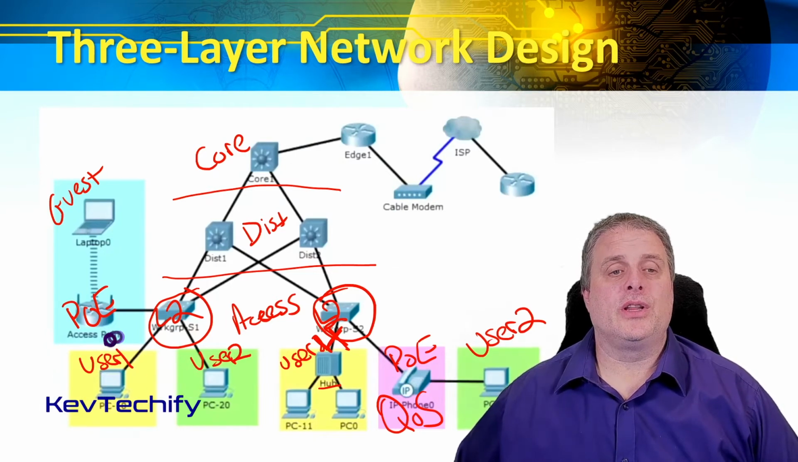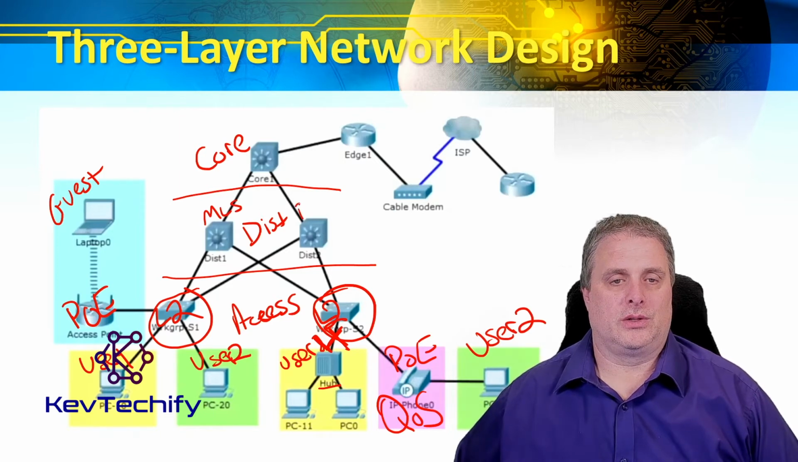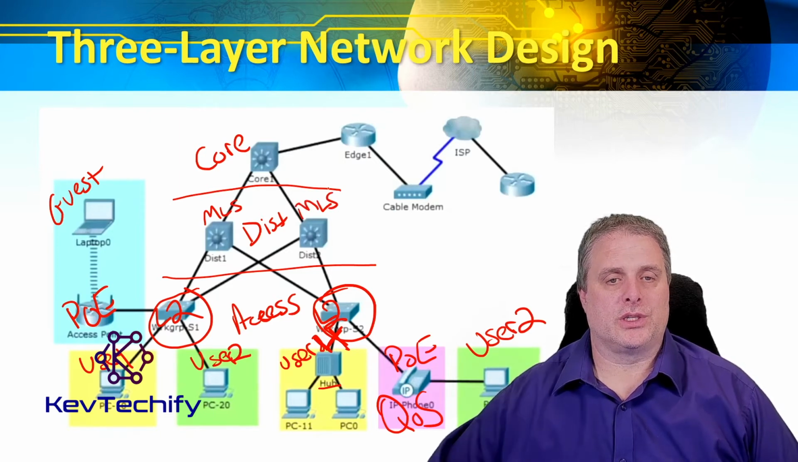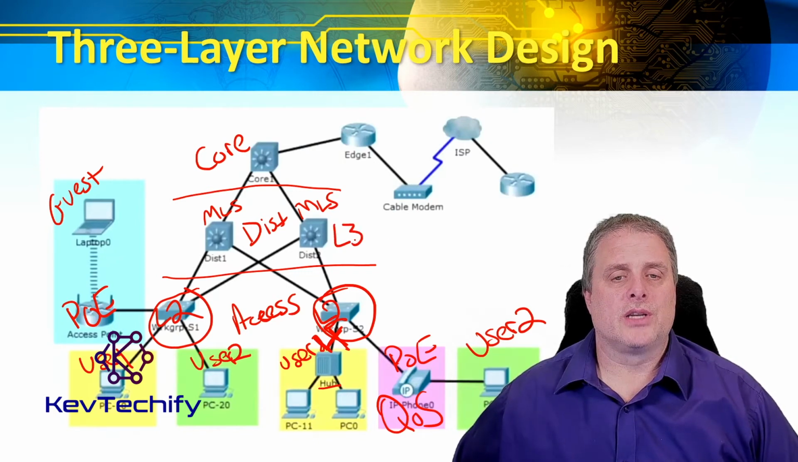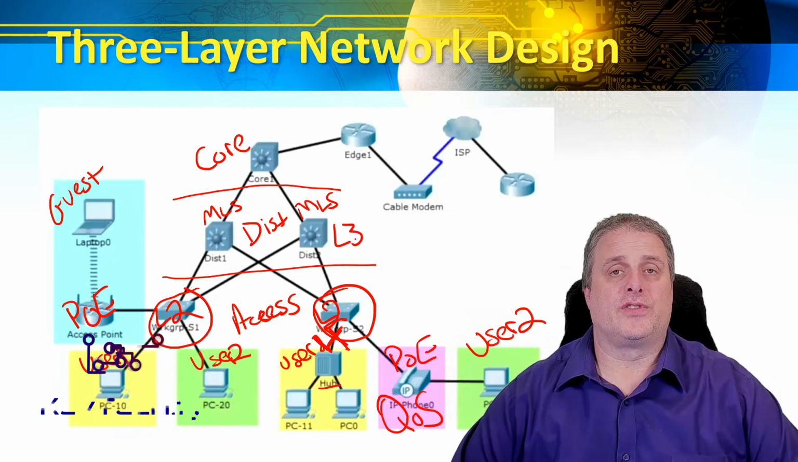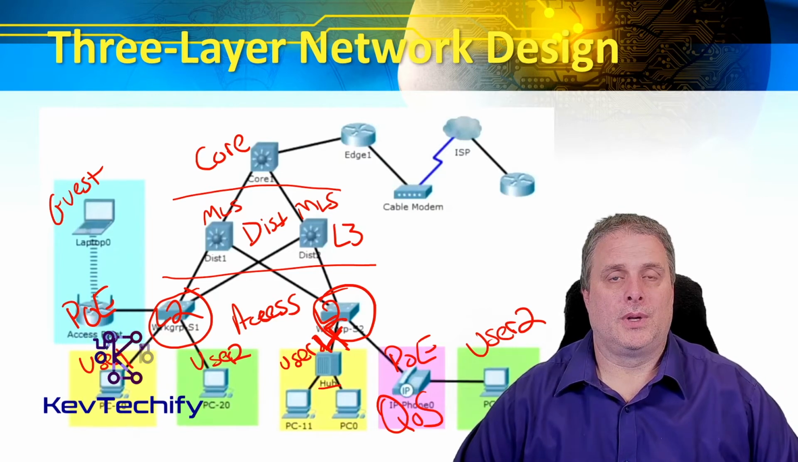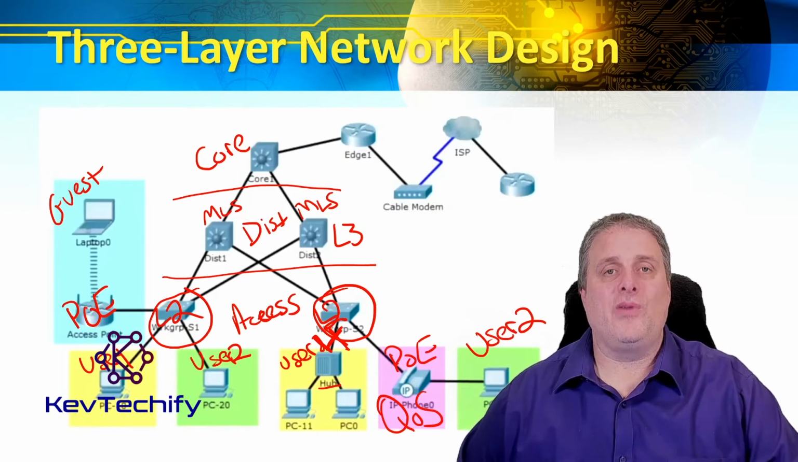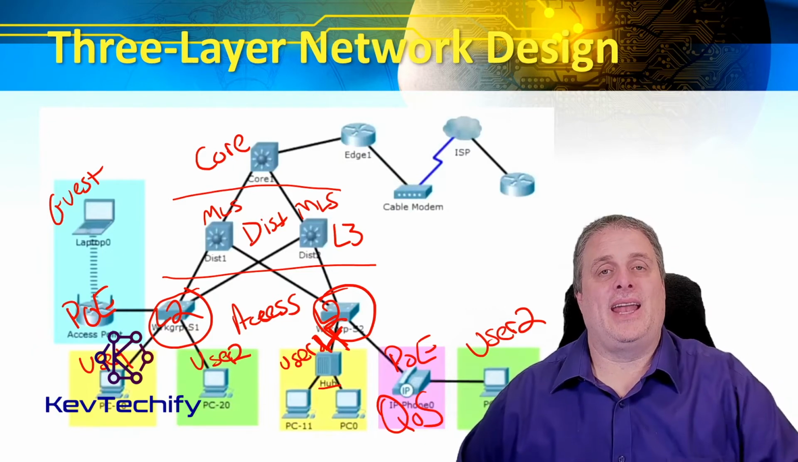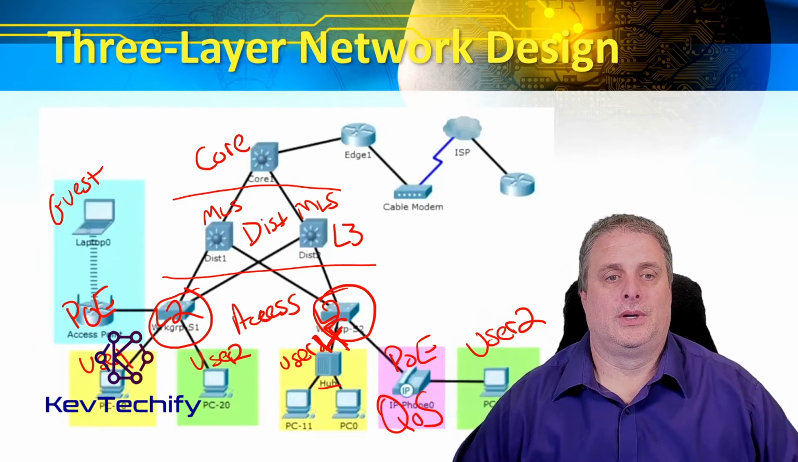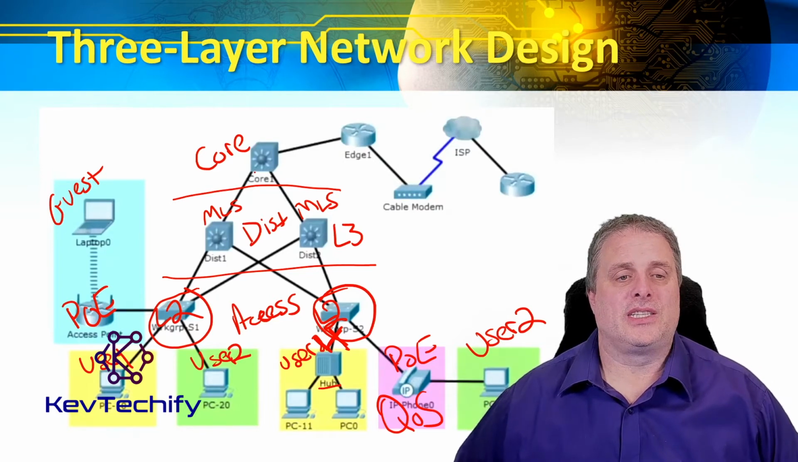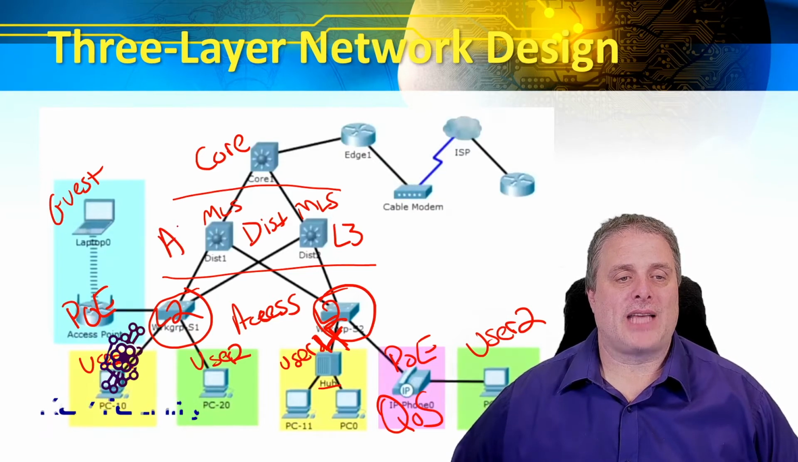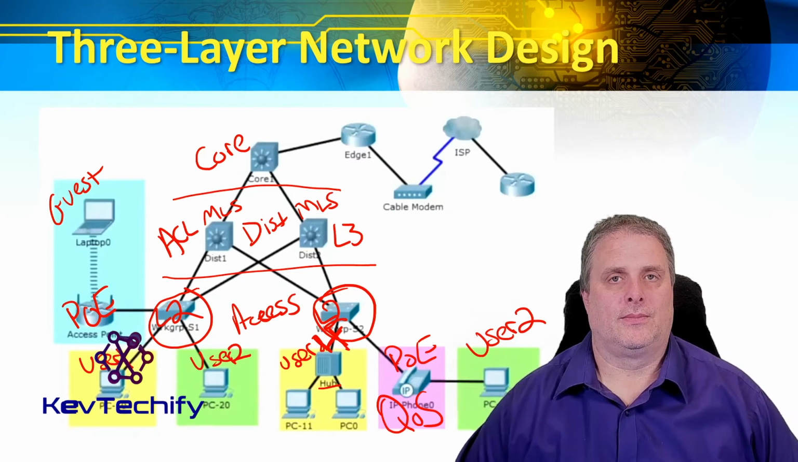At the distribution layer, we have two multi-layer switches. So both of these are multi-layer switches. These are layer 3 switches that are not only capable of switching, but can also provide routing, static routes, and dynamic routing. These distribution switches can also apply network policies through ACLs, access control lists.